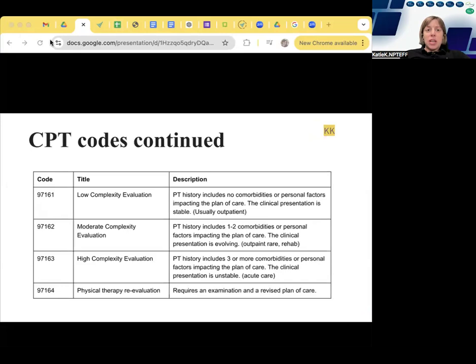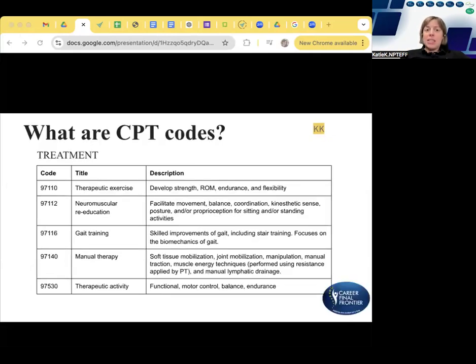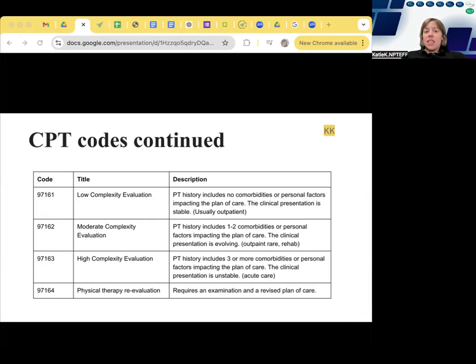So then the next one, these are the eval codes, okay? Any evaluation. All eval codes are untimed, whereas everything treatment-wise is timed, meaning, and I know it's going to come up later, that's when you're basically counting how many minutes you're doing of each activity. So treatments are timed. Eval is untimed, meaning you get a base number of units just for completing it.